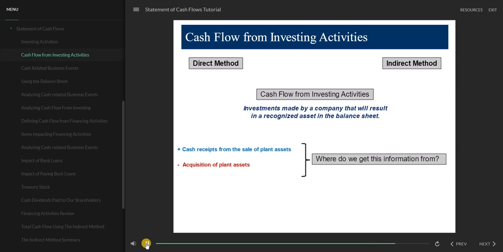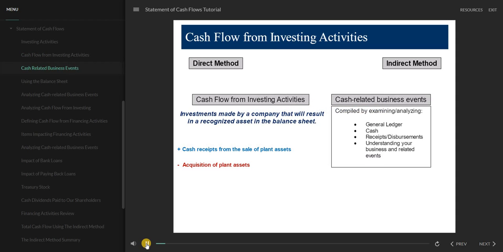The specific information that we are talking about must be gathered by researching the major business events which impacted cash. The cash-related business events come from examining and analyzing your general ledger or any means of determining cash movement, even if it's simply pulling information from a properly reconciled check register. Understanding your business and the key business events is critical to efficiently documenting those items which impact cash.